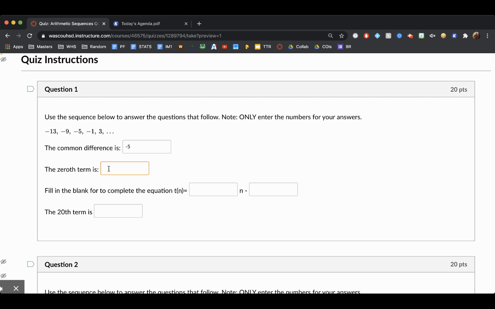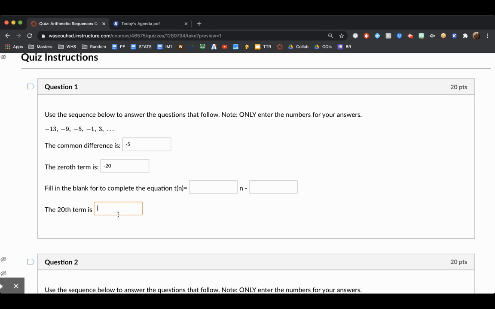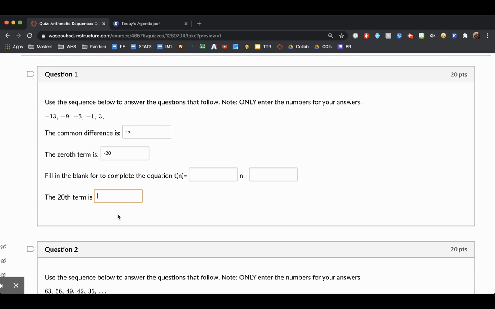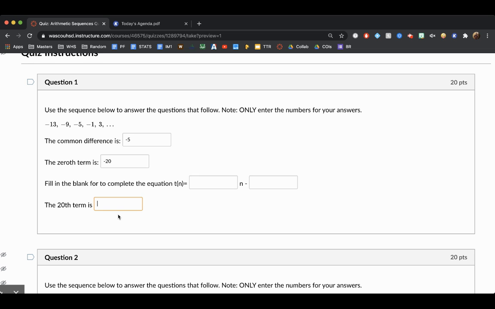Like the zero term. If the zero term is a negative number, then I'm going to put the negative and whatever the number might be. So just 20, -20. Same thing here and here. Only enter the number. Do not enter anything else because Canvas is going to mark your question wrong and you will lose all the points. And I don't think you want to lose 20 points if you get everything on this question wrong.